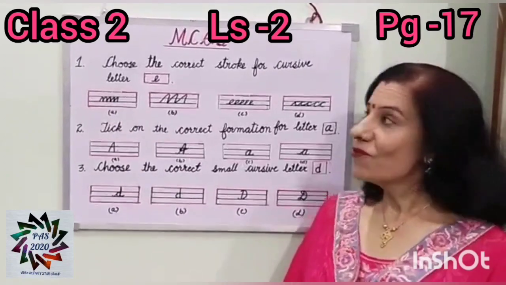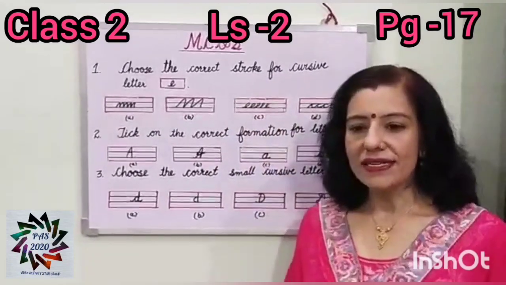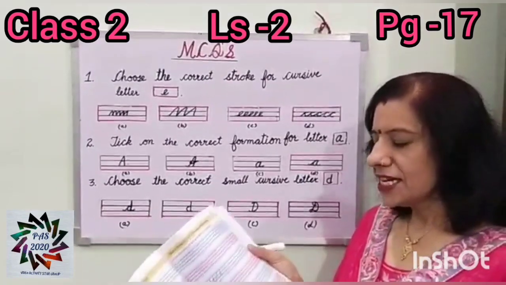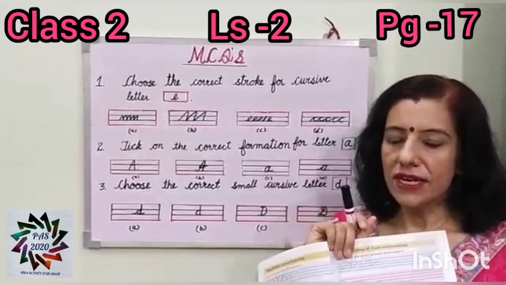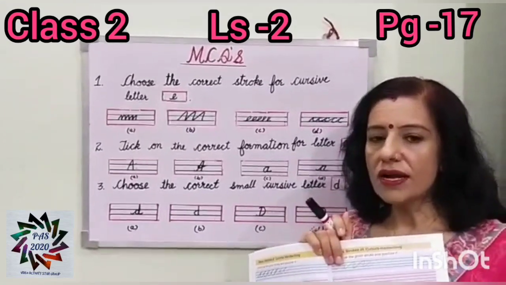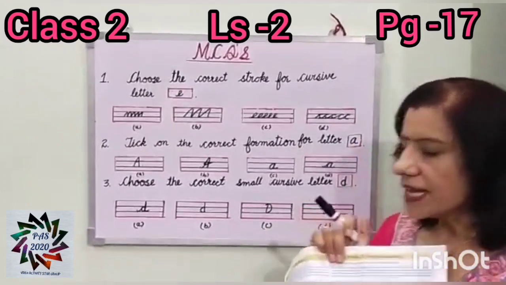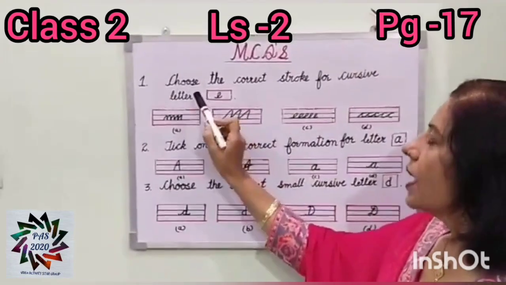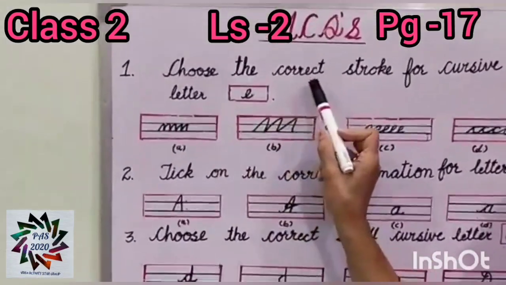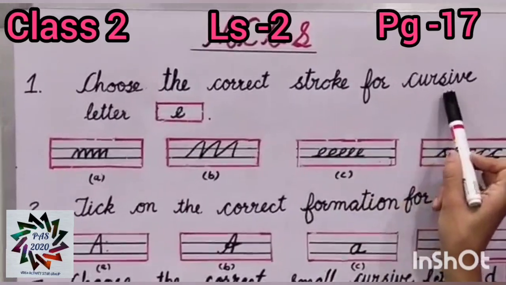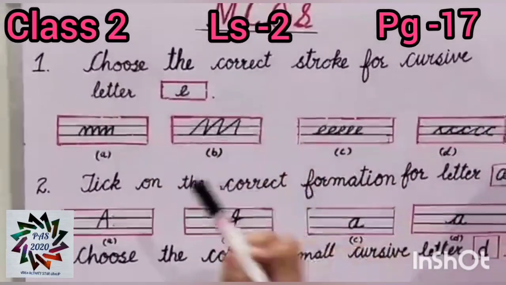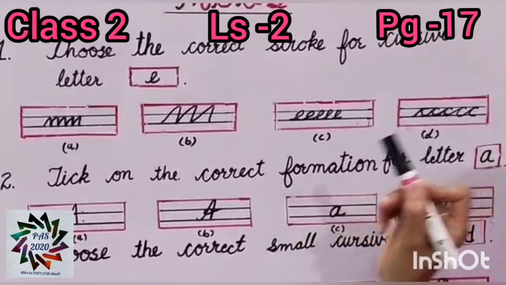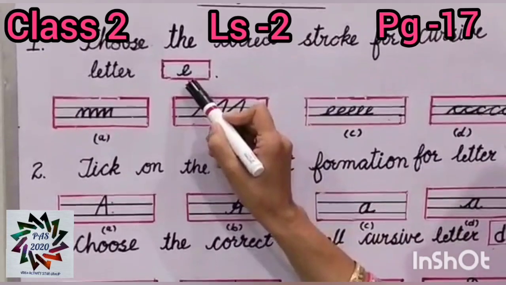Now it's time for MCQs now. Students, your test book, page number 12. 13 stops are given here. So it was given for the homework. So my first question is based on these stops. So look at the first question, beta. Choose the correct stop for cursive letter E. There are four options given to you. You have to see which stroke is used in this letter E.